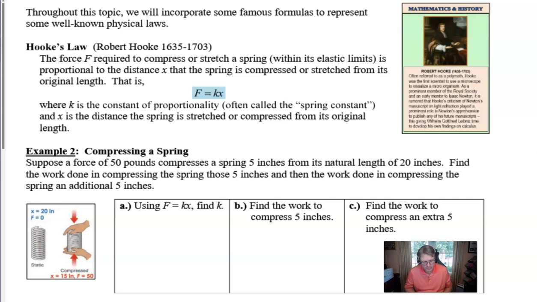But in any event, Robert Hooke was the individual associated with Hooke's law, where we have F equals Kx. F is simply the force required to compress or stretch a spring as long as it's within its elastic limits, and it is proportional to the distance x that the spring is being compressed or stretched from its original length. The K value is this very important idea called the spring constant. It varies depending on what kind of spring that you have.